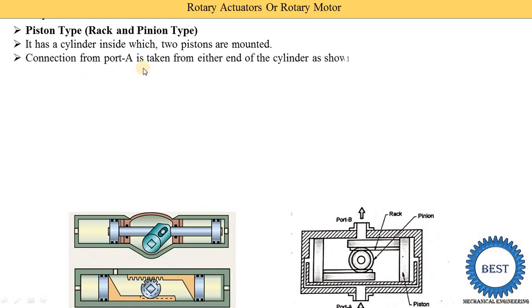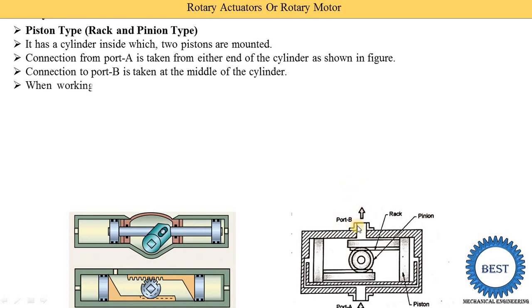Connection from port A is taken from either end of the cylinder as shown in these figures. So from port A oil is supplied, and from this passage it enters on this side for the left side piston, and oil is also moving from this passage and is supplied at this end. It means oil is supplied on both ends of the cylinder from port A. Connection of port B is taken at the middle of the cylinders. Here you see this connection of port B is provided at the middle of the cylinder.